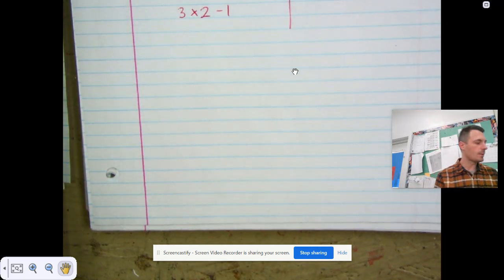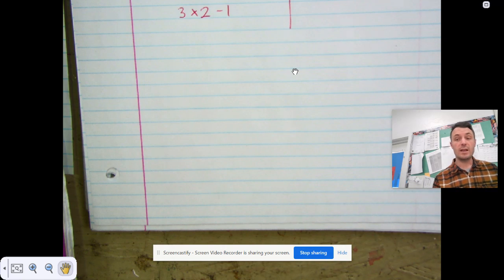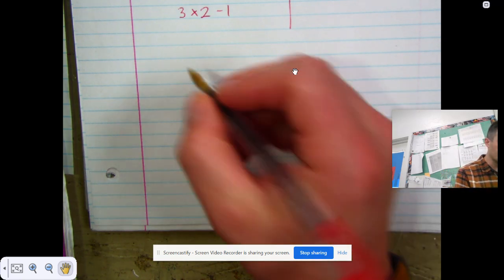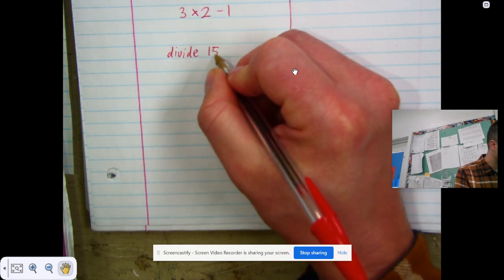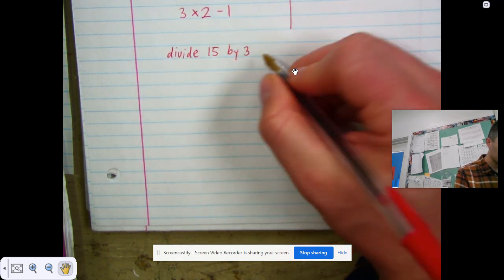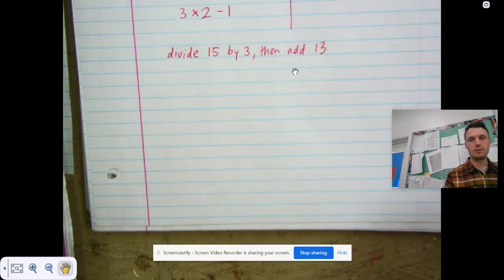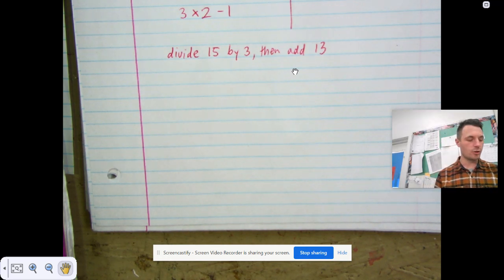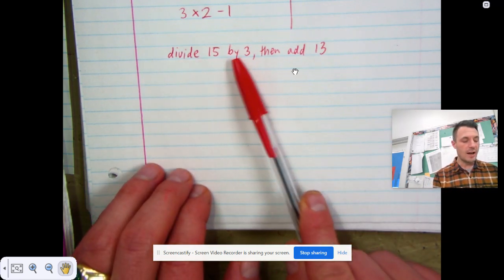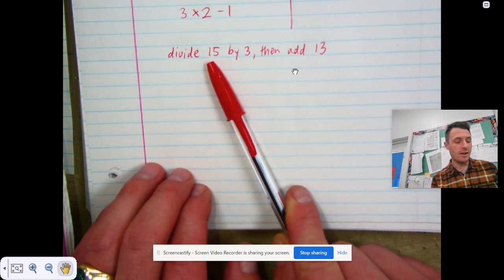Here's another thing you sometimes have to do with expressions. Sometimes you'll be given a phrase and you have to turn it into a number expression. Like an example would be, divide 15 by 3, comma, then add 13. So how would we turn this into a numerical expression? Well, it tells us what to do first and what to do second. It says divide 15 by 3. Now, it's easy to get these in the wrong order here. 15 is being divided by 3.